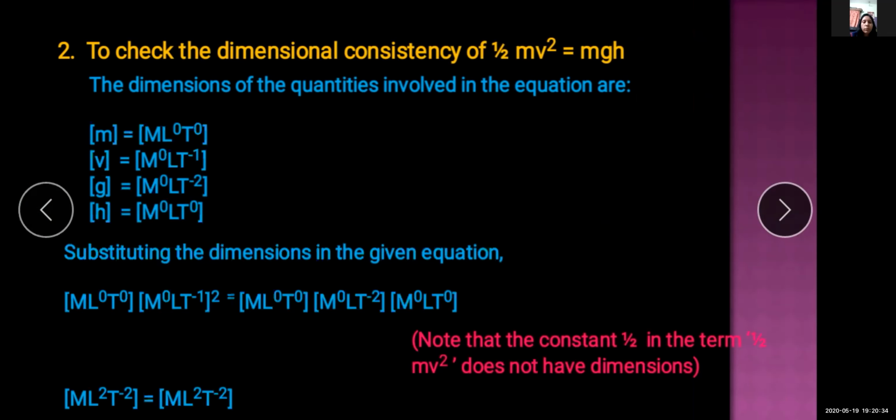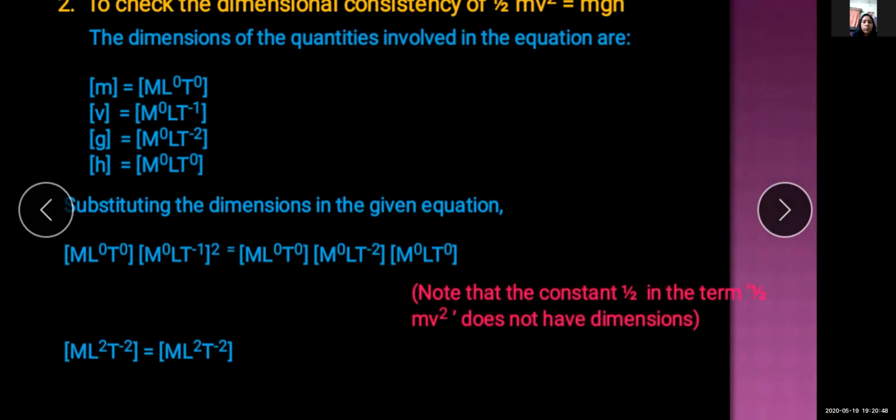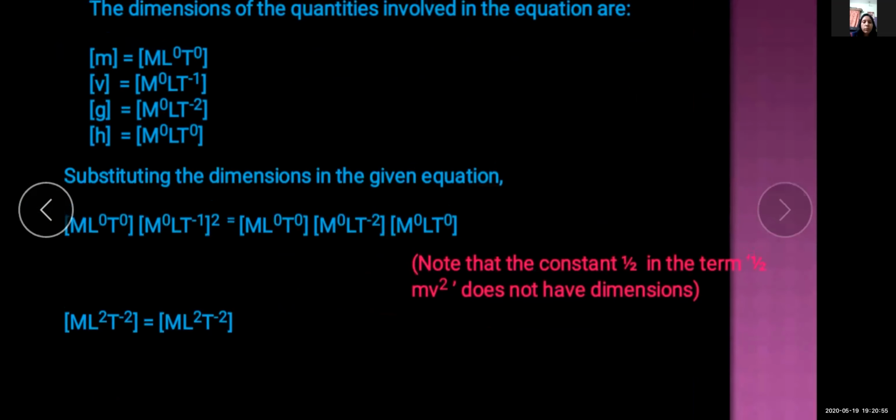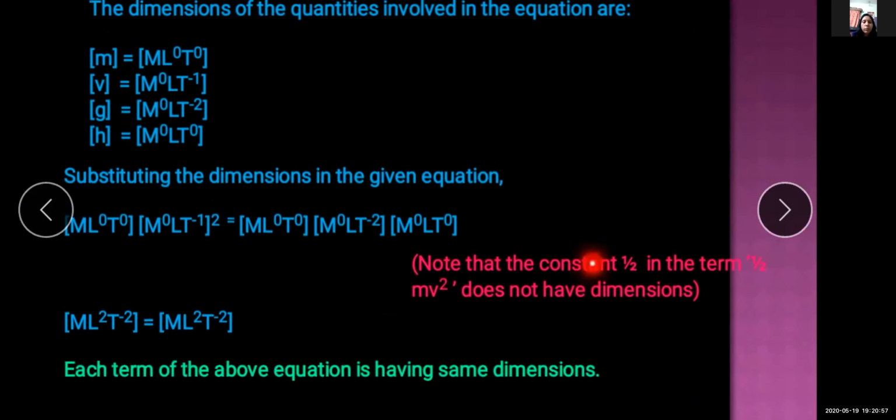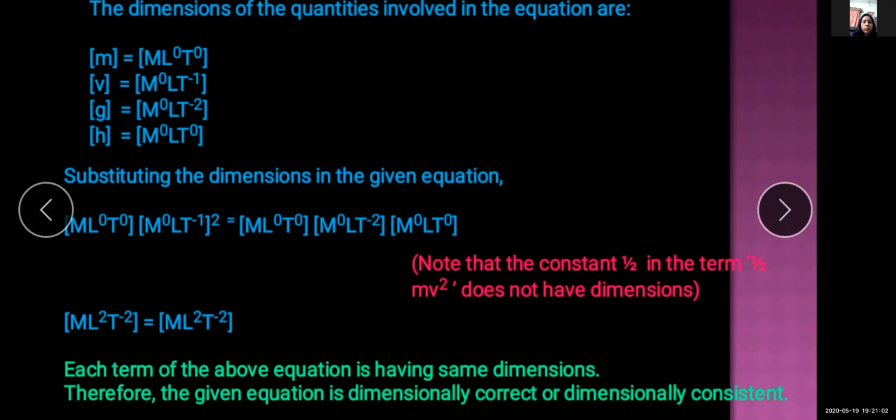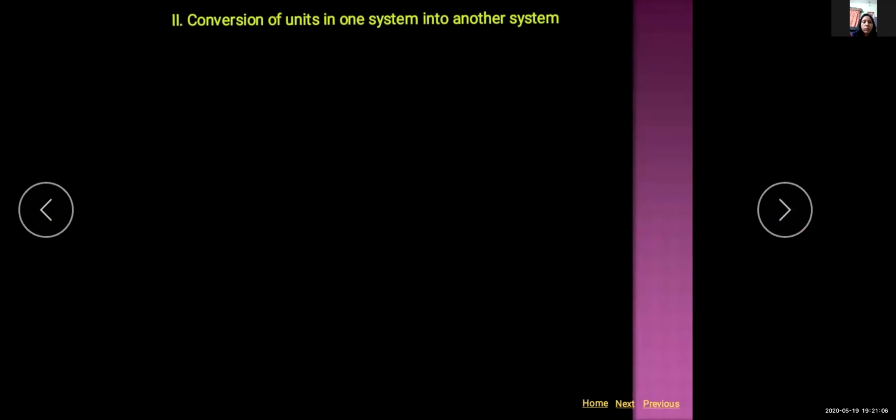Note that the constant 1/2 in the term 1/2 mv squared does not have dimension. 1/2 is a constant value. We say that the dimensions of right hand side and left hand side are the same. So this equation is dimensionally correct. Each term of the above equation has the same dimension. Therefore, the given equation is dimensionally correct or dimensionally consistent. I hope this is clear to you.